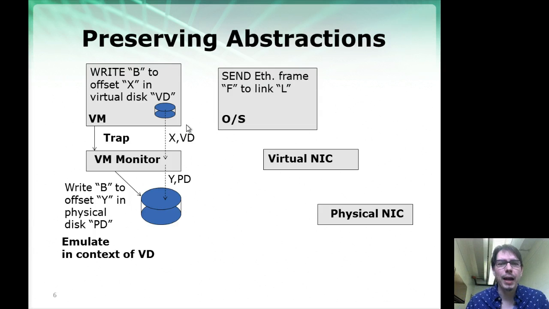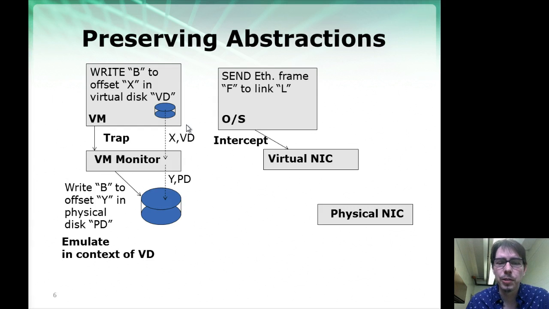Now looking back at virtual networks. Suppose we have an application that sends a message to another application over the network. The operating system will eventually take that message as requesting the sending of a network frame, for example, an Ethernet frame, with contents F through a link L.